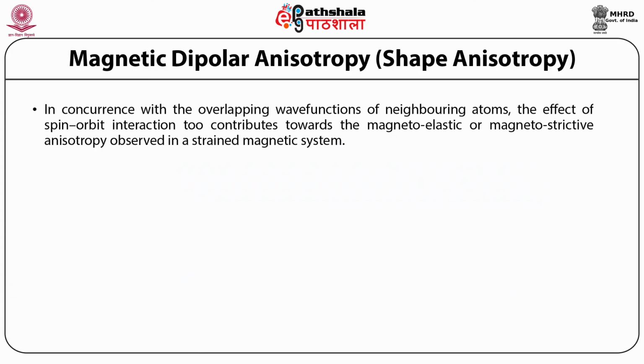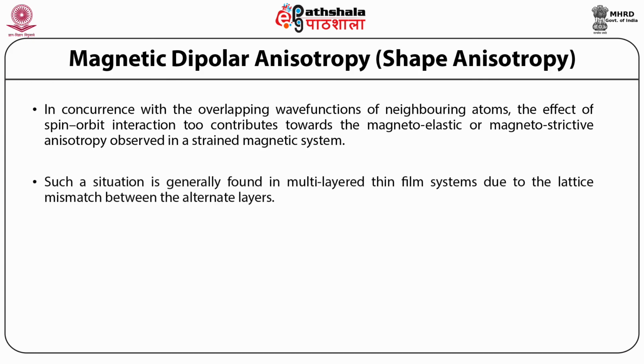In concurrence with the overlapping wave functions of neighboring atoms, the effect of spin-orbit interaction too contributes towards a magnetoelastic or magnetostrictive anisotropy observed in a magnetic system. Such a situation is generally found in multi-layered thin film systems due to the lattice mismatch between the alternate layers.